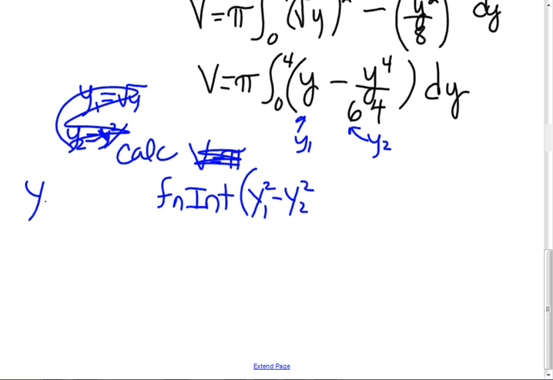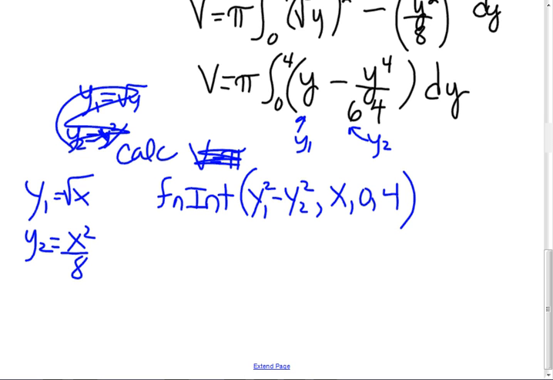X squared over 8. Oh, I'm sorry. Try that again. Y1 is equal to the square root of x. Y2 is equal to x squared over 8. You have to be in x's, unless you type it in, otherwise you're in trouble. X, comma, 0, comma, 4. They're dummy variables, so it doesn't matter. If you want to do alpha z, you can, but if I put everything in my functions, then I can't. And don't forget pi.